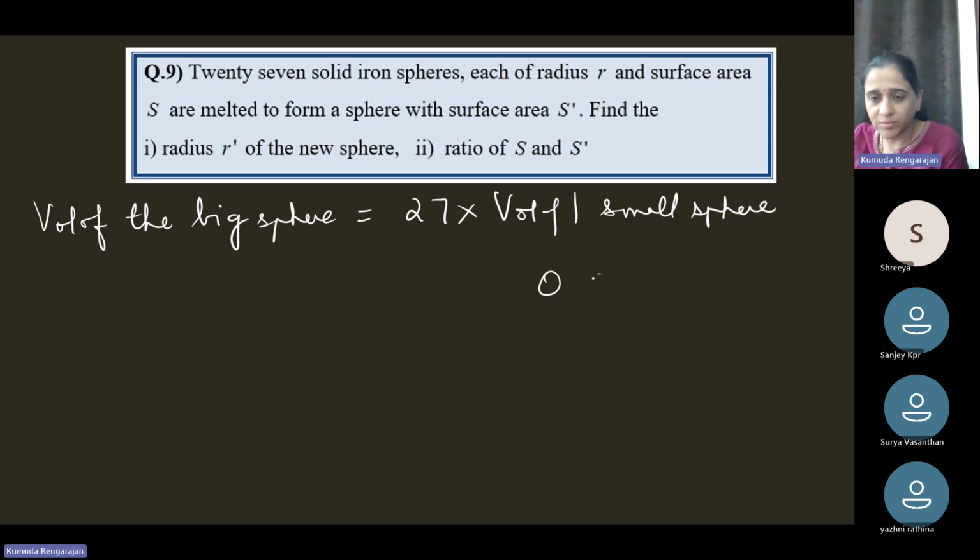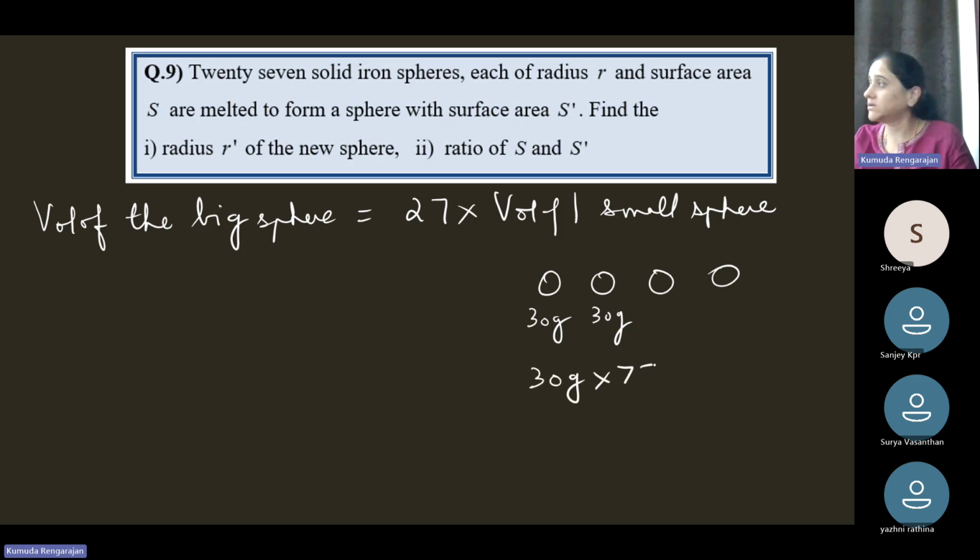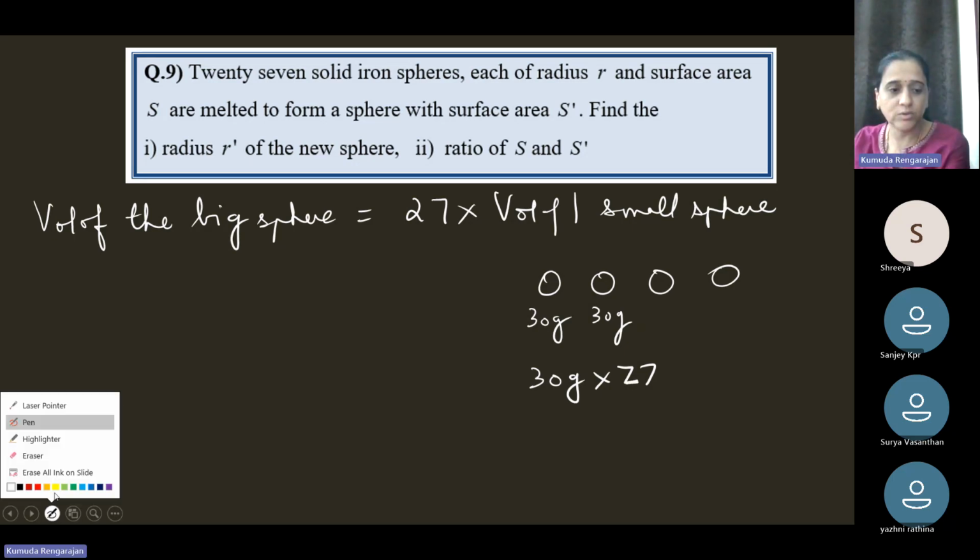Suppose each small sphere were 30 grams. What will be the mass of that big sphere? 30 grams into 27. Correct? So that's the equation.